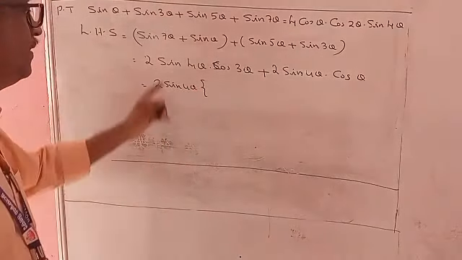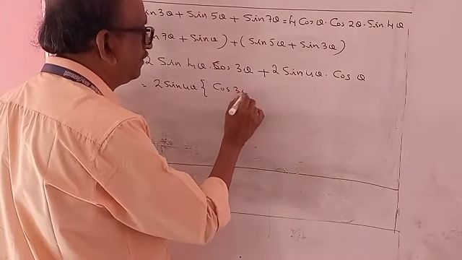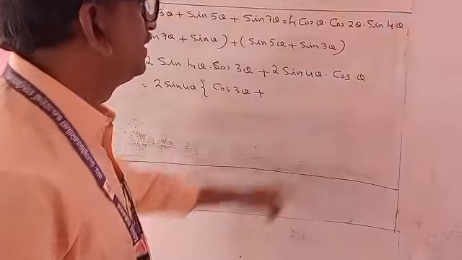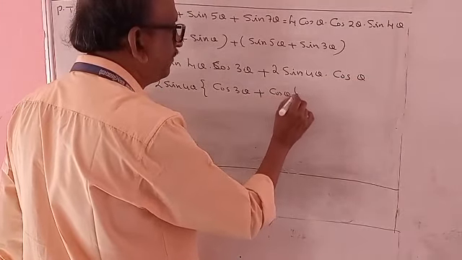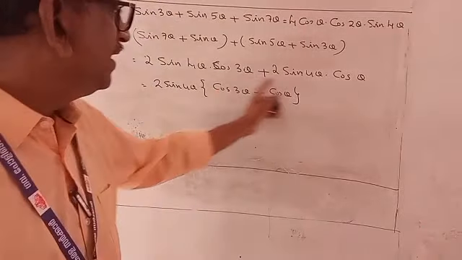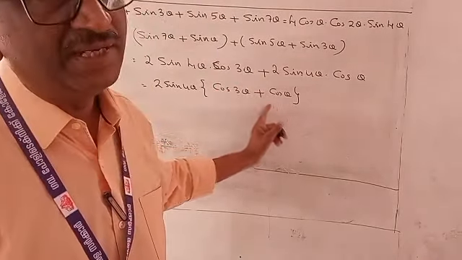Into the remaining quantity cos 3 theta, plus the remaining quantity cos theta. Apply the product formula here. Add cos 3 theta and cos theta. Apply the product rule.